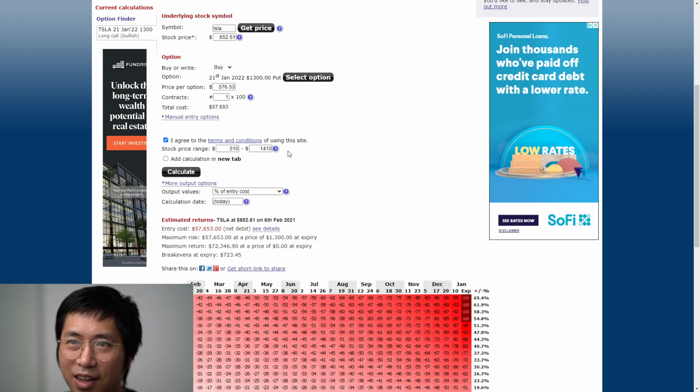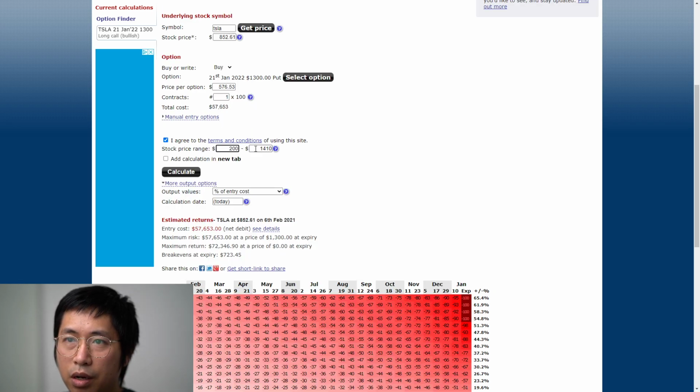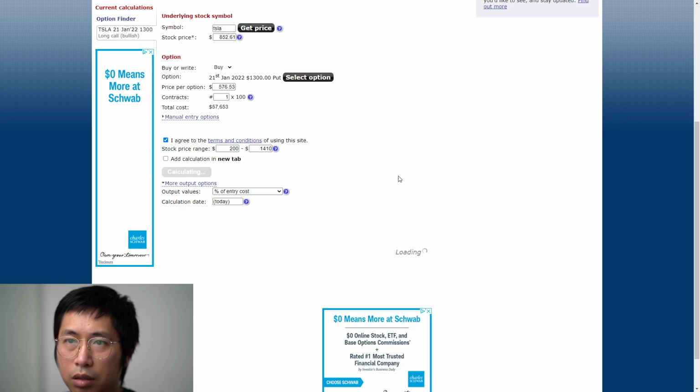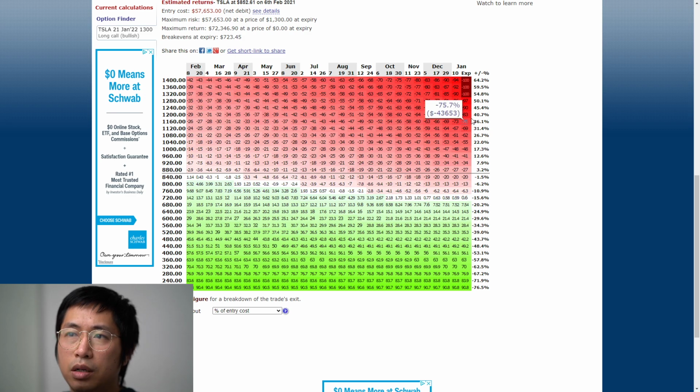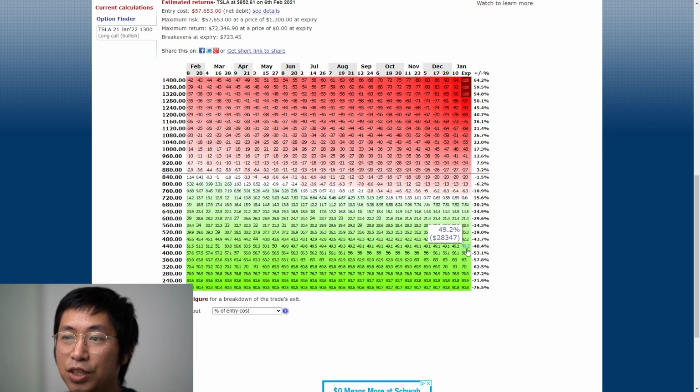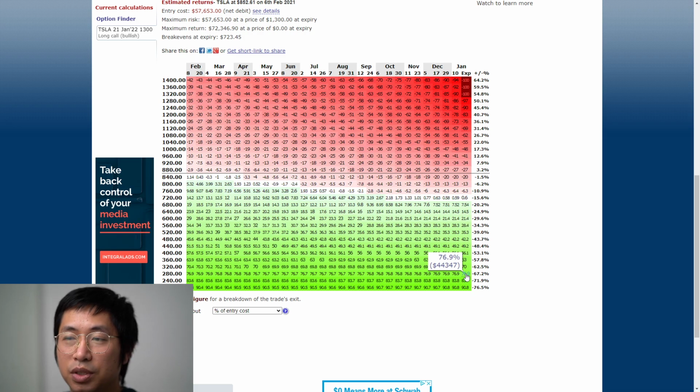Go down to 200 here. There we go. As you can see, if you're wrong, you could lose a bunch of money. You could lose your whole account. If Tesla ends up going higher and higher, you can lose a lot of money. If Tesla does go down like you predicted, and it goes down by a lot, you can make substantial gains, like 76% or 80%, 90% if it goes down low enough.